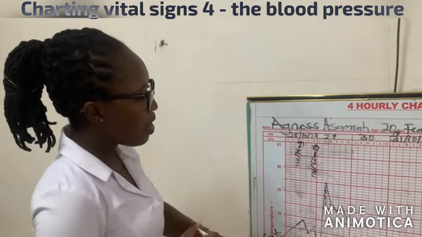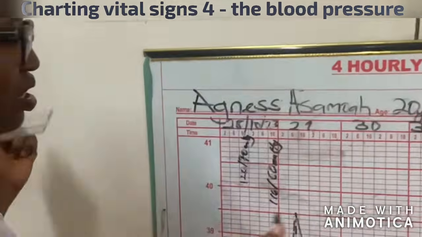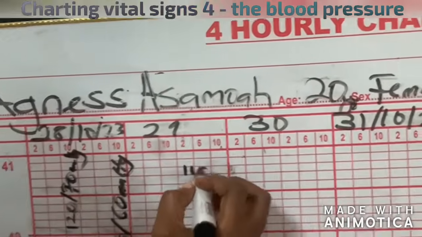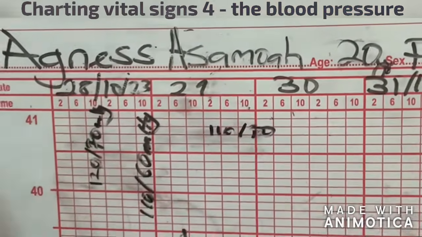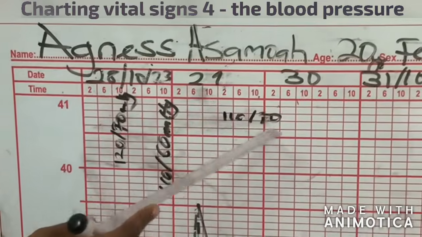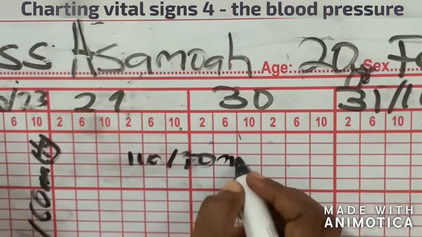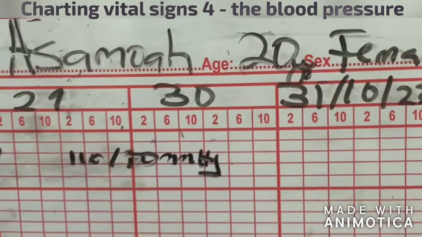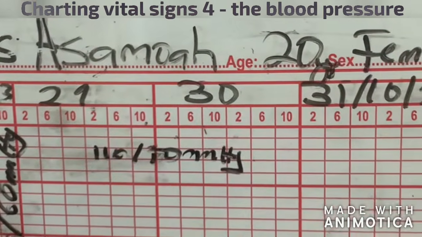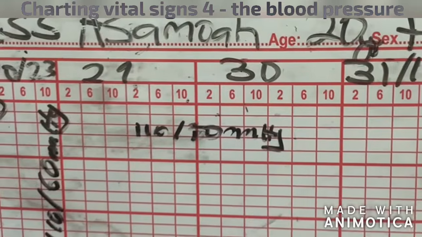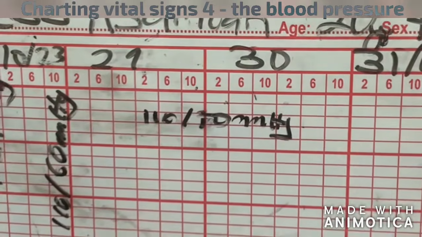So remember, we don't write across. If you write across like this, it means this BP is covering 2 p.m. up to 2 a.m. of the next day. If you add the unit, 2 p.m. up to 2 p.m. the next day, 24 hours, no. It should be within the time that is what it was checked.